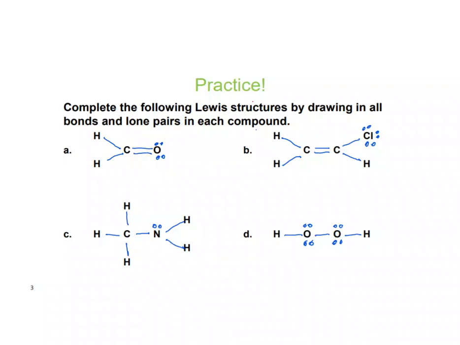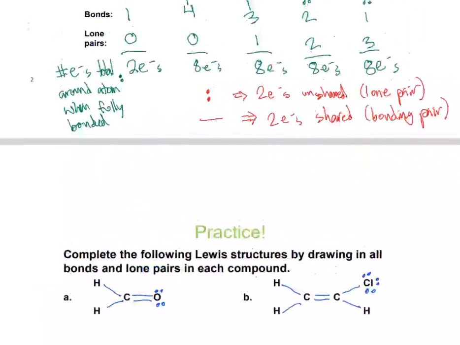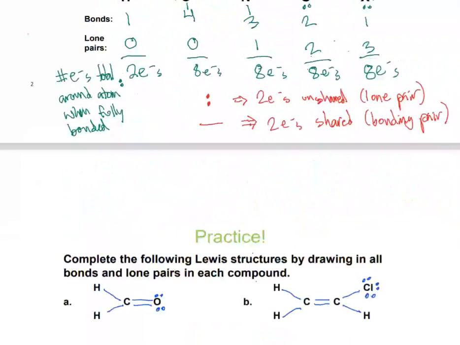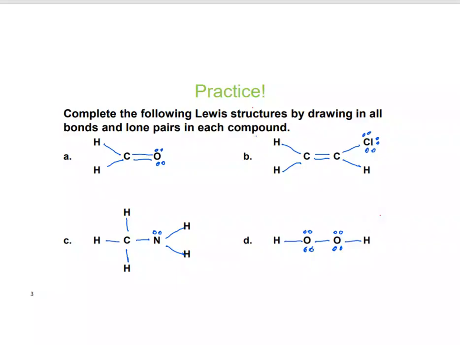All right, so similarly, oxygen, let's go back up and look to make sure it should have 2 bonds and 2 lone pairs to have a total of 8 electrons around it. So it has, sure enough, 1, 2 bonds and 1, 2 lone pairs.